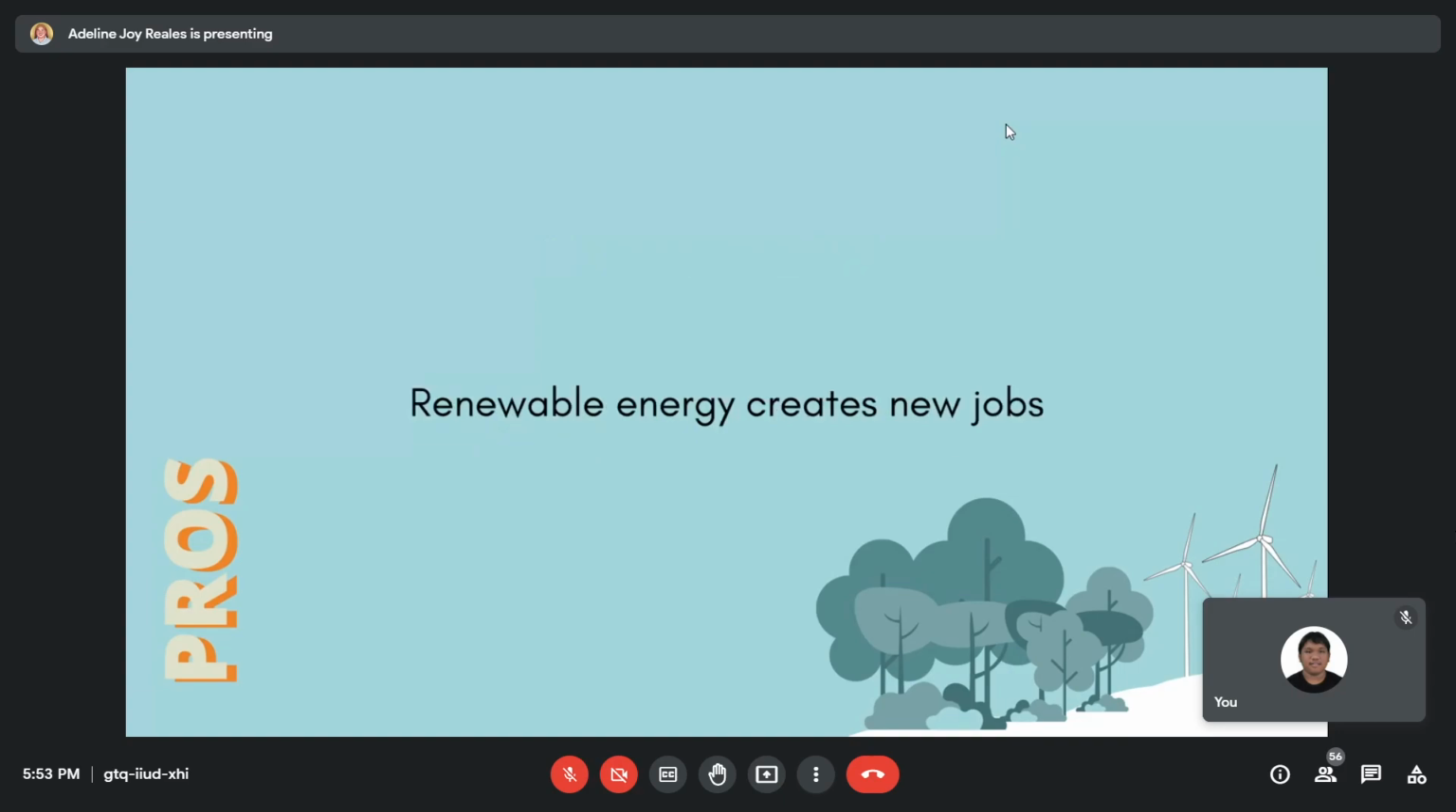Lastly, renewable energy creates new jobs. With an increasing focus on global warming and many governments setting ambitious carbon reduction goals, one of the surprising renewable energy advantages is that it has quickly become a major source of new job growth.